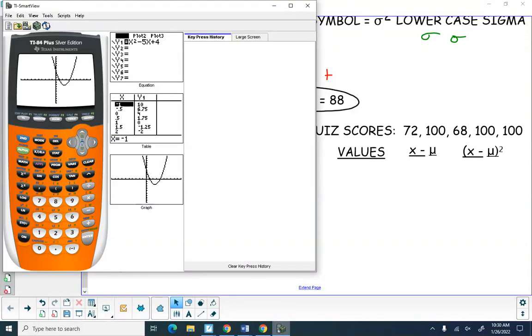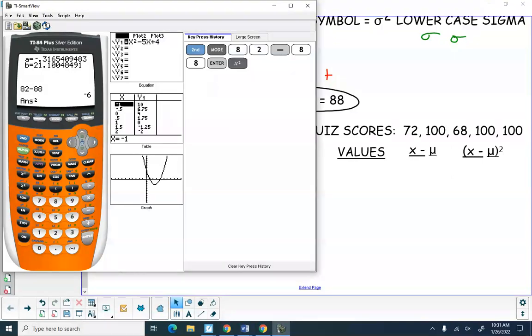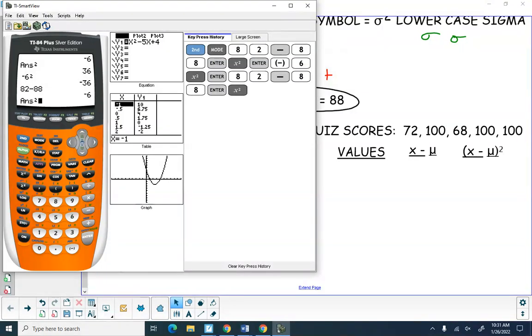So you can go 82 minus 88. Hit enter. We get our -6. Then just hit your square button. It will pull your answer down, take -6, and square it to give me positive 36. Because if you do -6 squared in your calculator, what are you going to come up with? Negative 36, because you didn't square the negative. So we can go 82 minus 88, get our value, and just hit your square button. That pulls your answer down and squares it to give us 36.